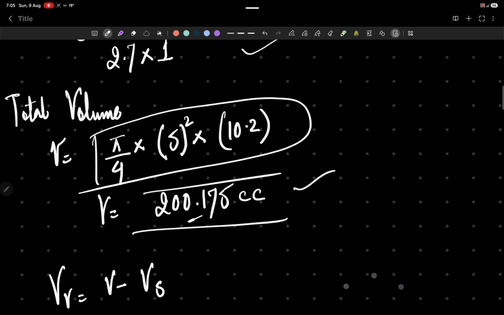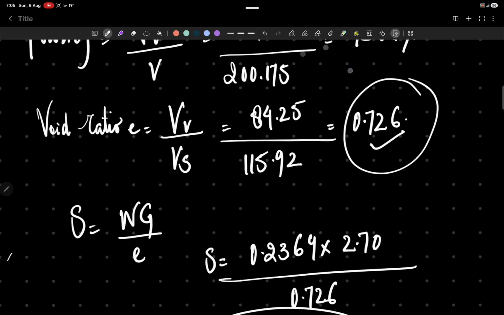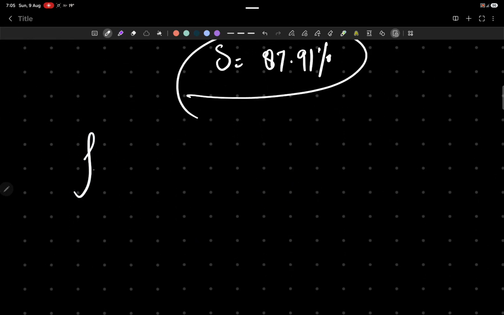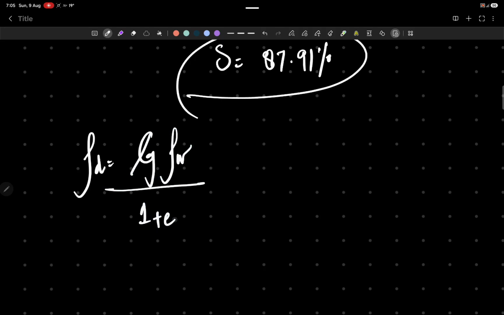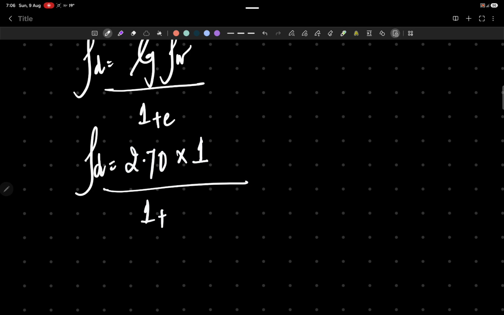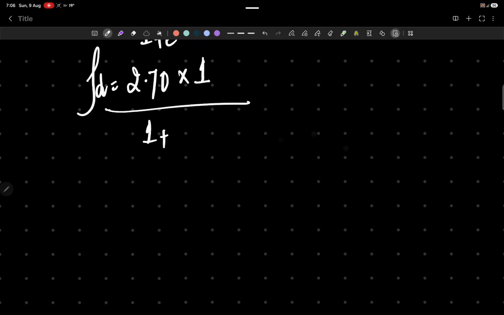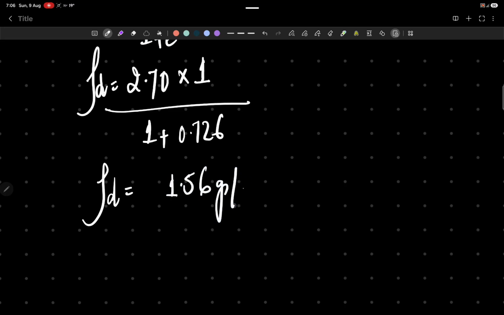And the last thing that the question asks us to find is the dry density of the sample. Dry density you can calculate using this equation. Dry density is G rho w divided by 1 plus e. So dry density is, G is how much? 2.70. Density of water is 1 gram per cc. 1 plus e we have calculated as 0.726. By calculations, dry density is equal to 1.56 grams per cc.